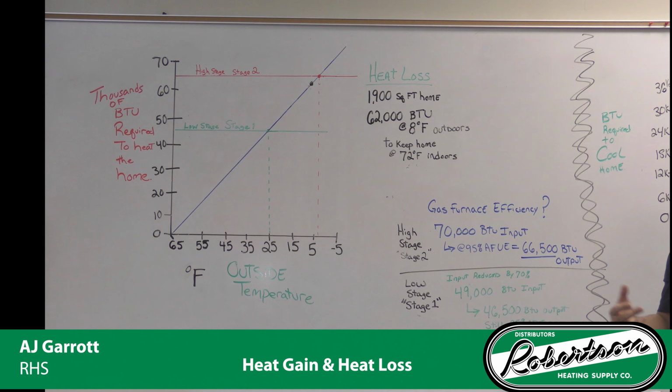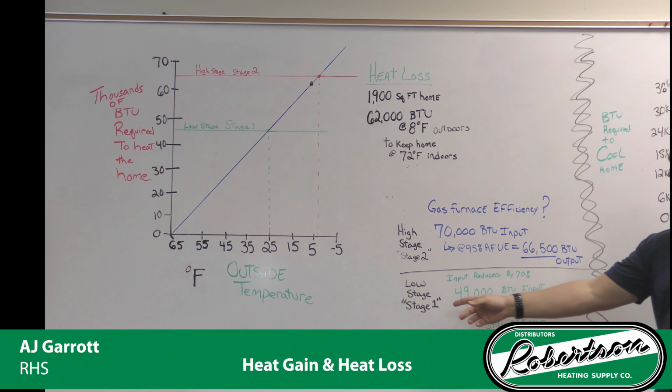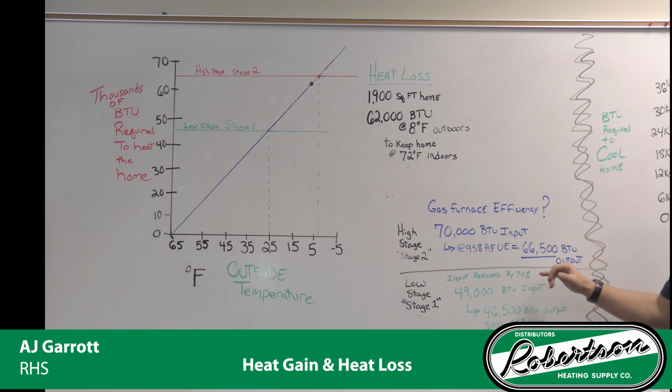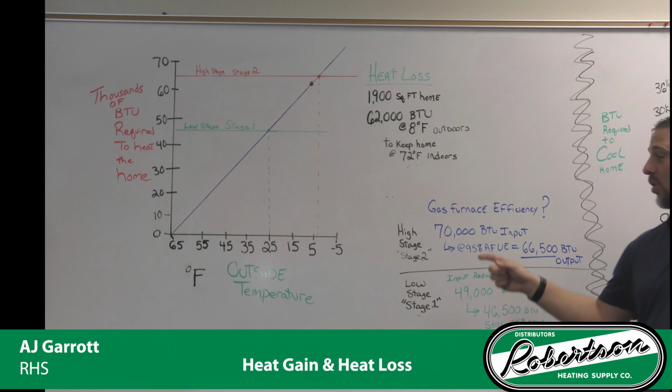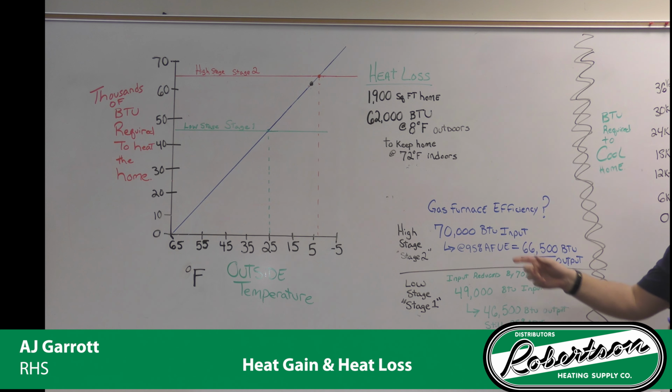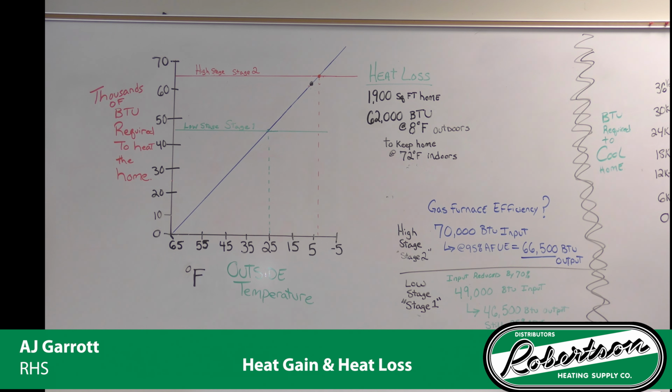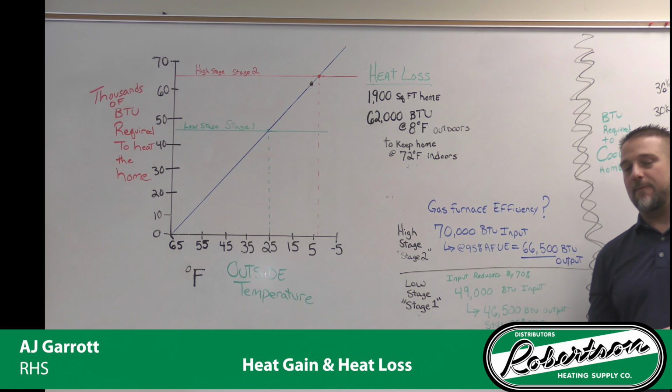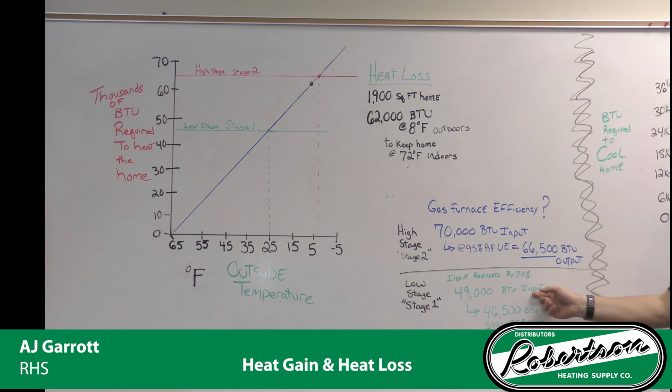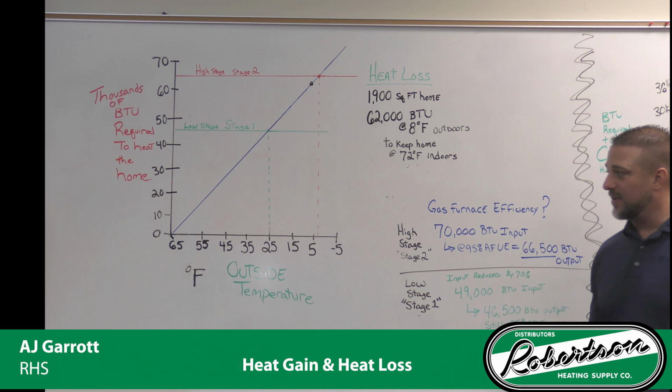So if we pick a 2-stage gas furnace, stage 1 will actually be only about 70% of the total input. So we take the total input, we take 70% from it, we come out with a 49,000 BTU input on stage 1. It's a lower stage. It's still 95% efficiency, so we're going to be putting 46,500 BTUs into the house on stage 1.